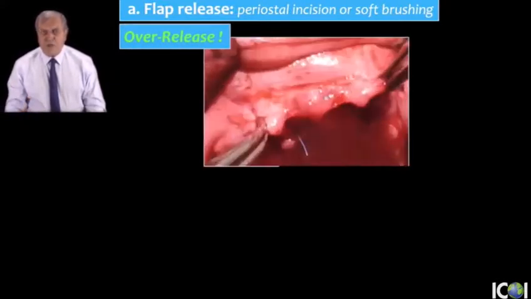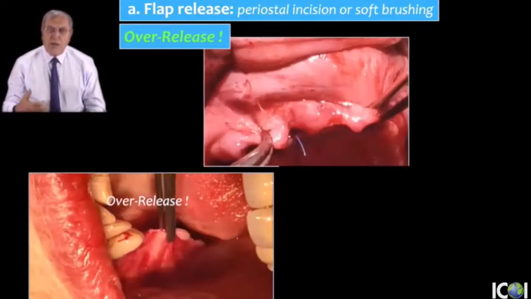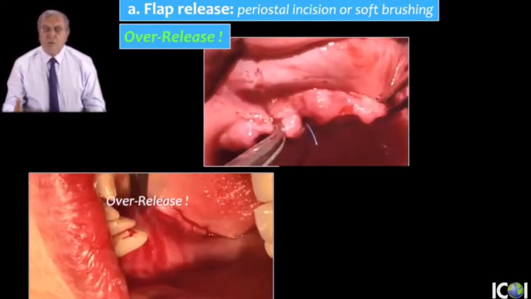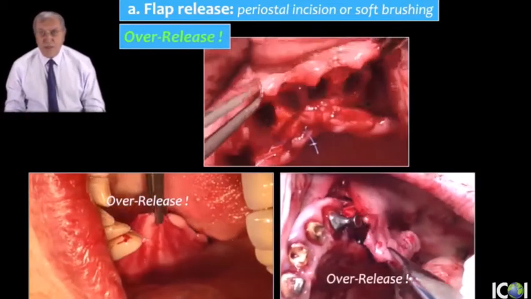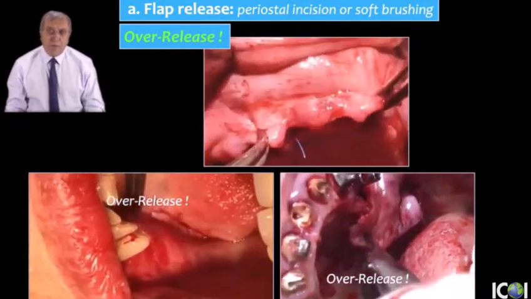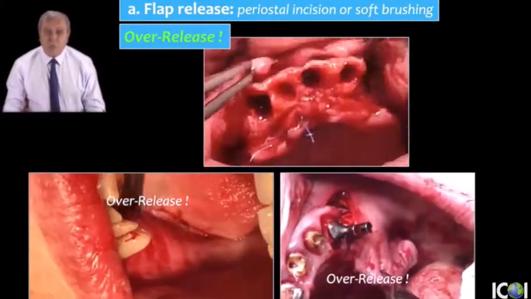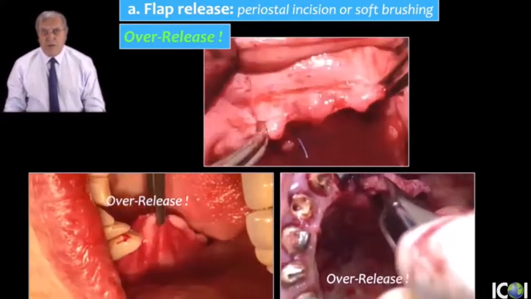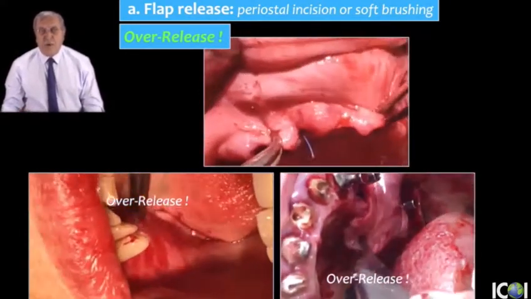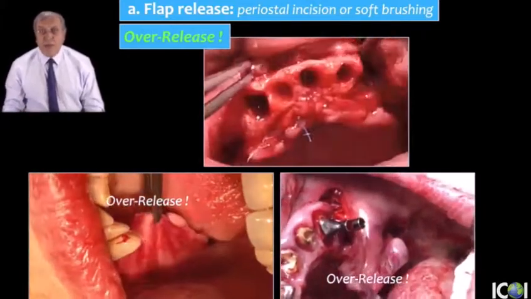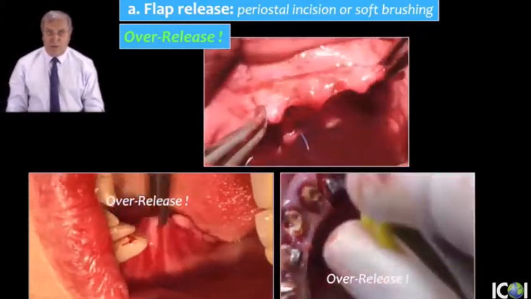The flap release, we know how to do it. Usually we do a periosteal incision, we can use a soft brushing, but the concept is that we must over-release the flap. Usually people do the release just to close the flap. This is not enough, because when you close the flap, there is still a lot of tension. This is why we advise to make an over-release. We consider that we must release at least half or 1 centimeter more than necessary to close the flap.